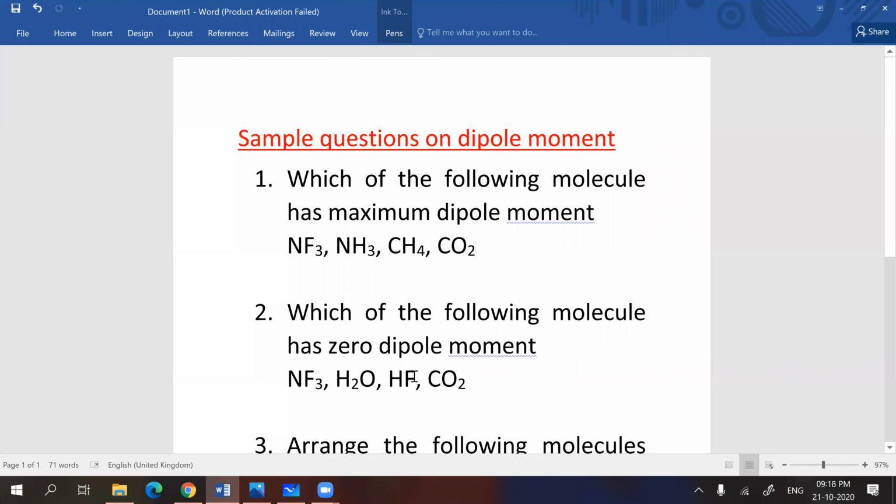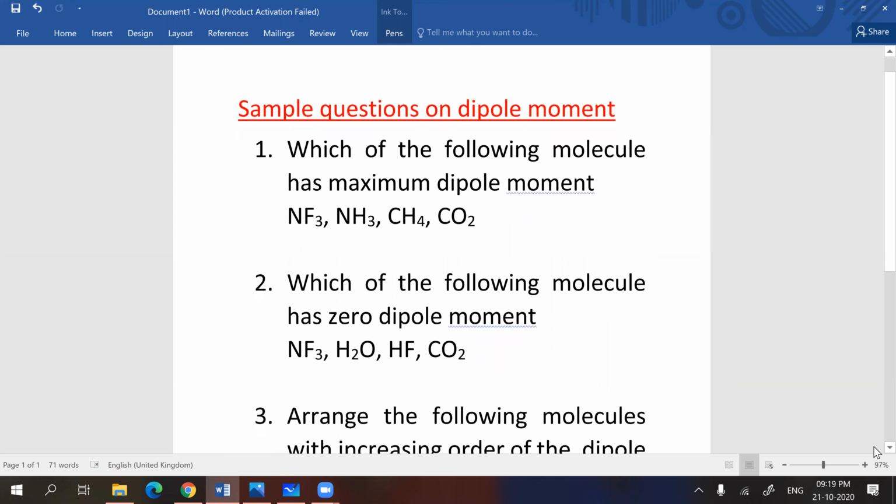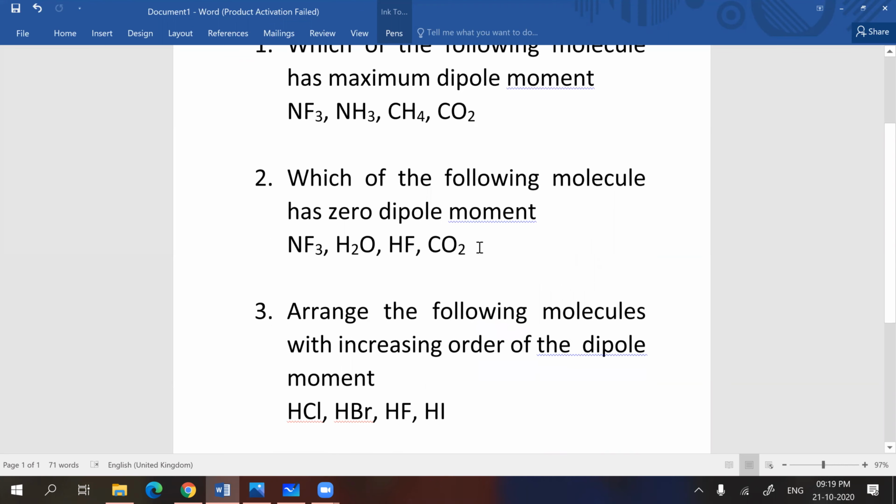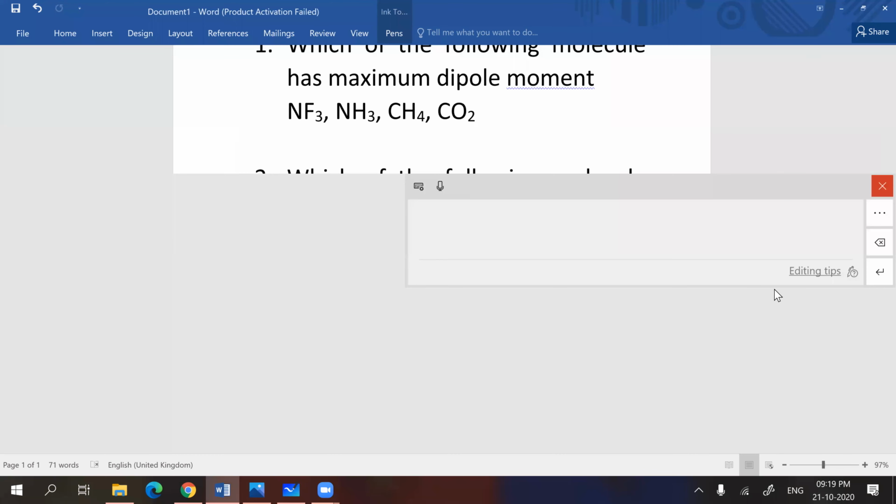Now let's see the second question. Which of the following molecules have zero dipole moment? You can guess. NF3 is non-symmetrical. H2O also doesn't have a symmetrical geometry, and HF has a single polar bond, so it will have a dipole moment. Whereas carbon dioxide has a symmetrical structure, so its dipole moment value is 0. The answer here is carbon dioxide.